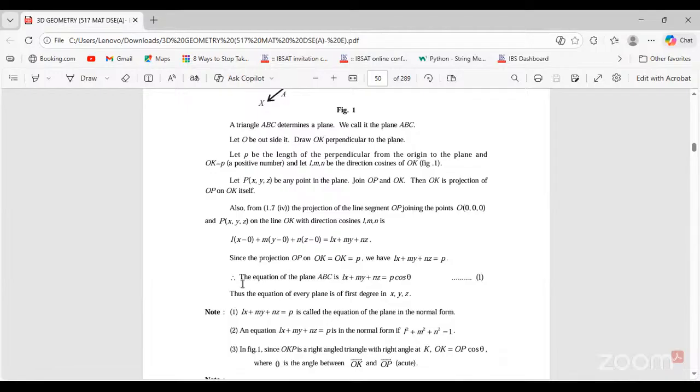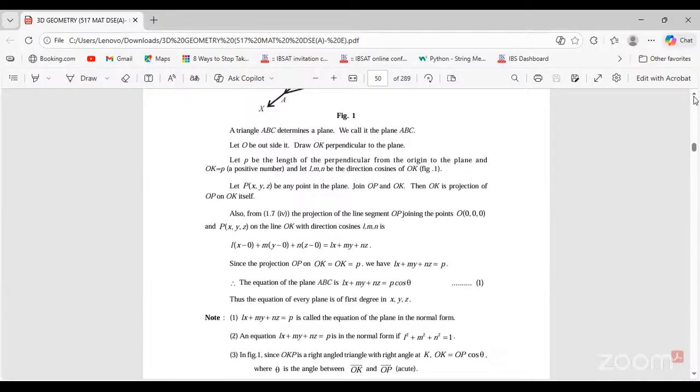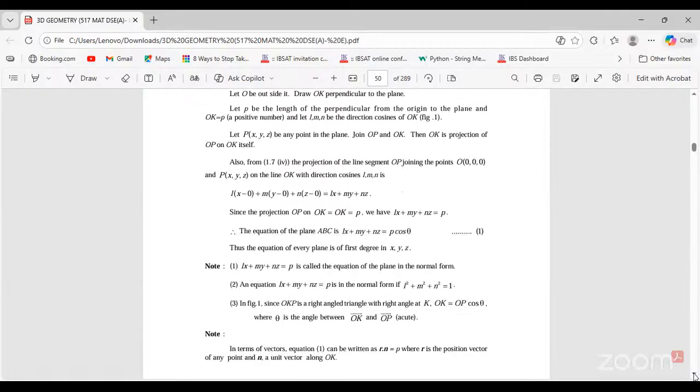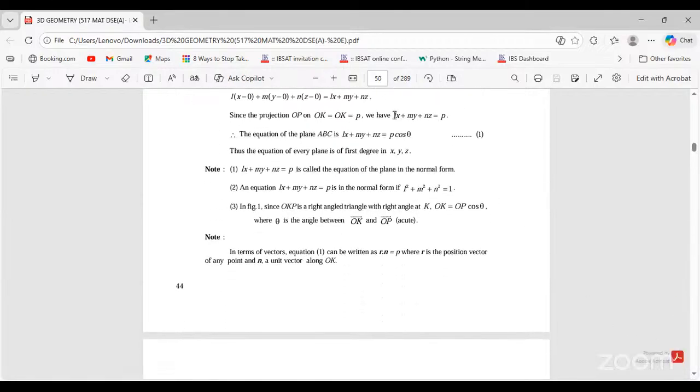This is again written as the equation of a plane. ABC is like showing a triangle, or is a plane. This is a procedure you have to read. P of x y z is any point in the plane, join OP and OK, then OK is a projection of OP and OK itself. So this is a common procedure. That is not mandatory. You have to remember this formula.